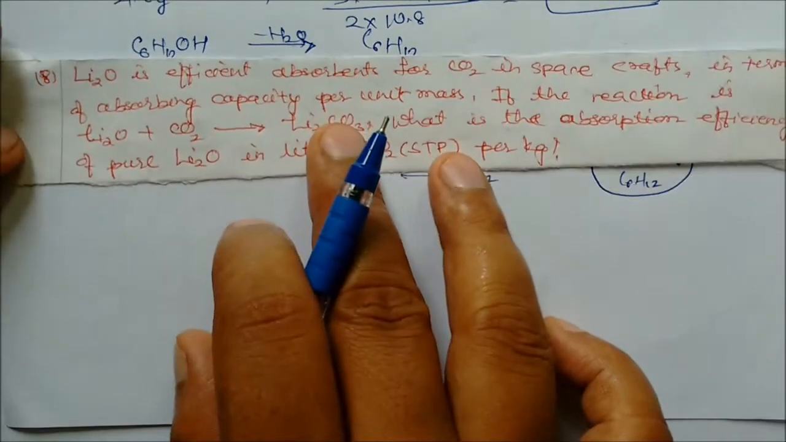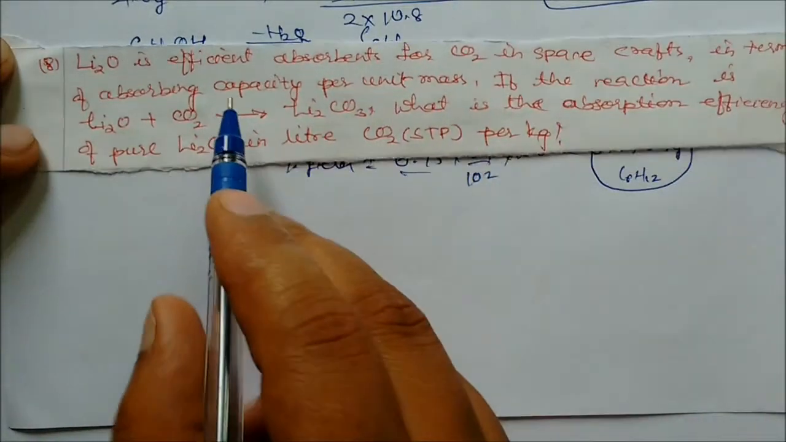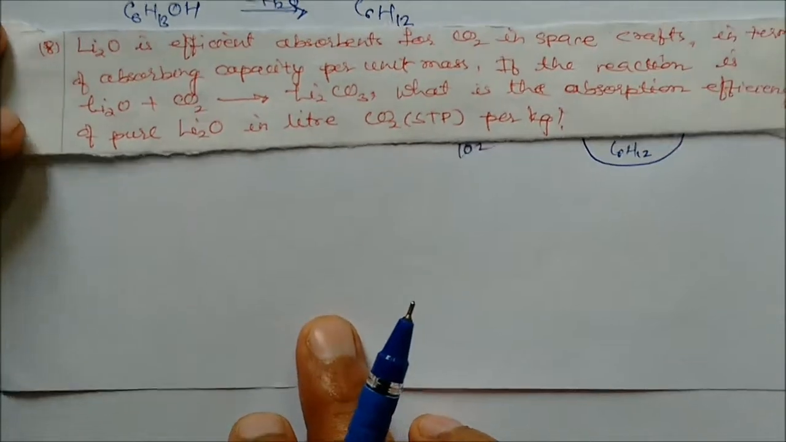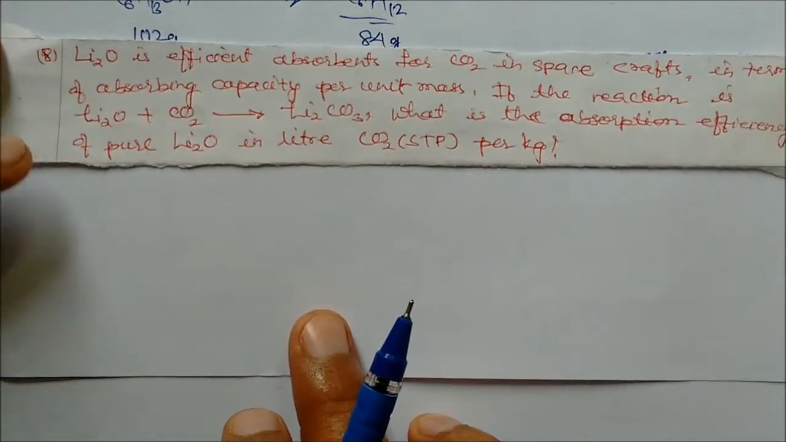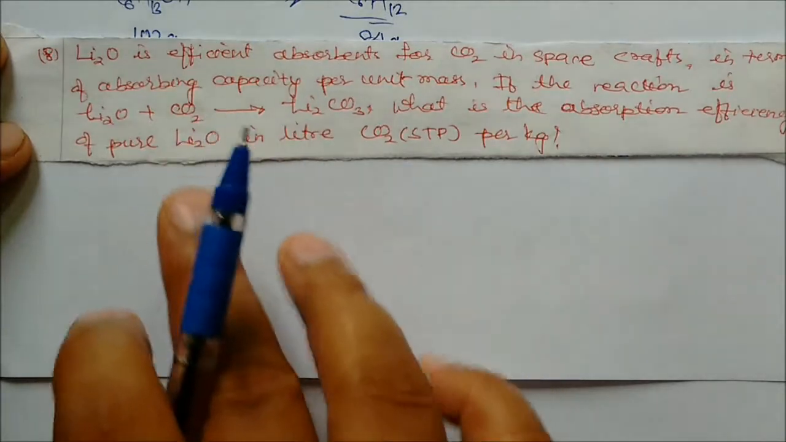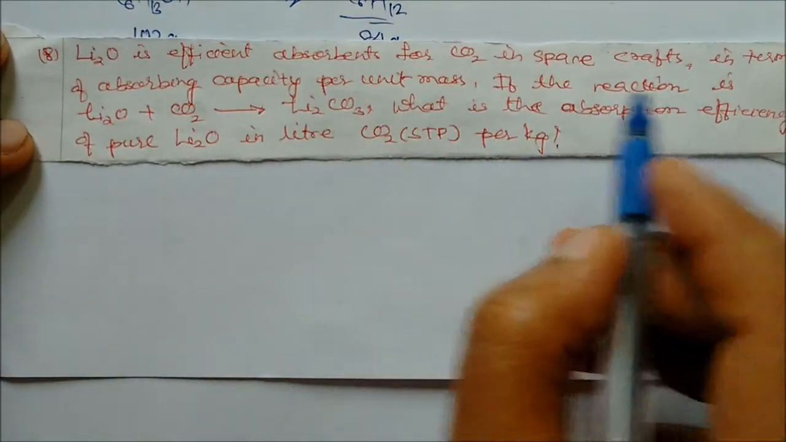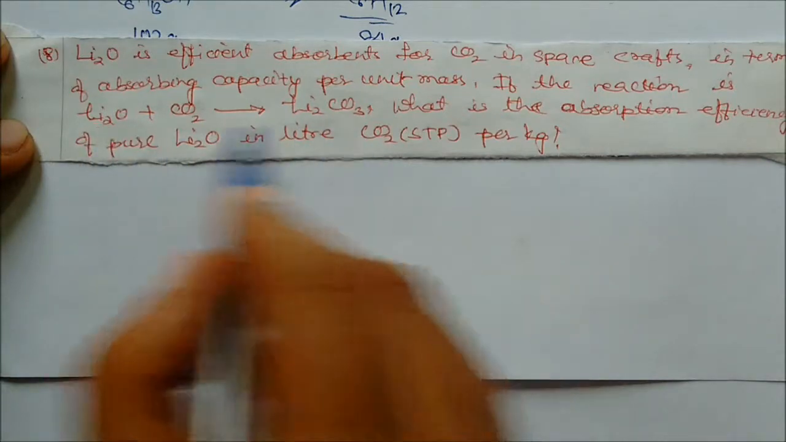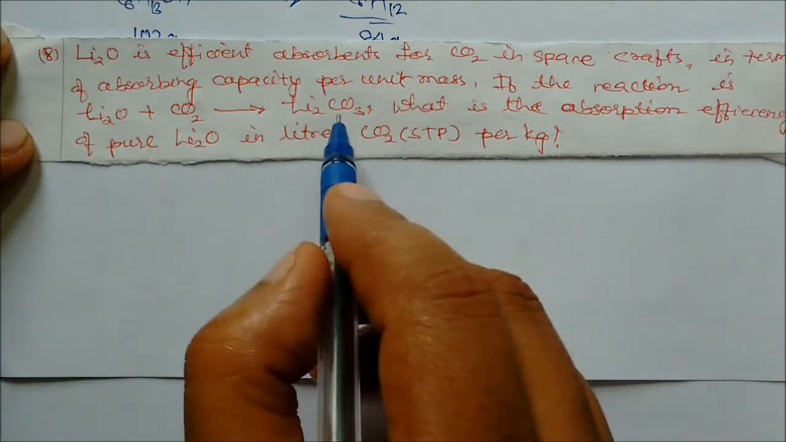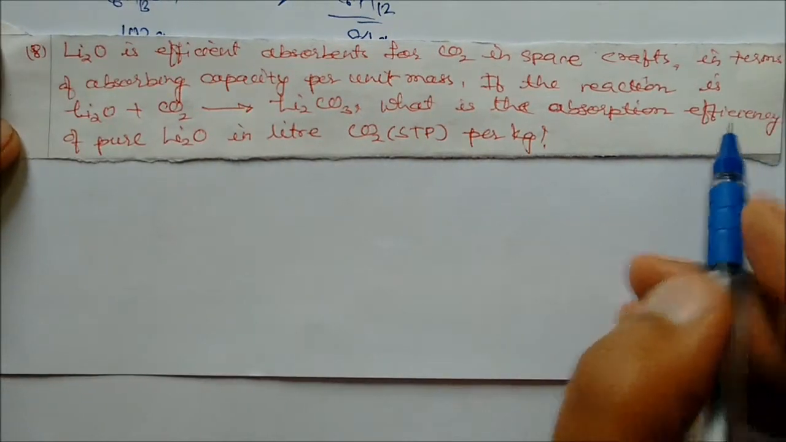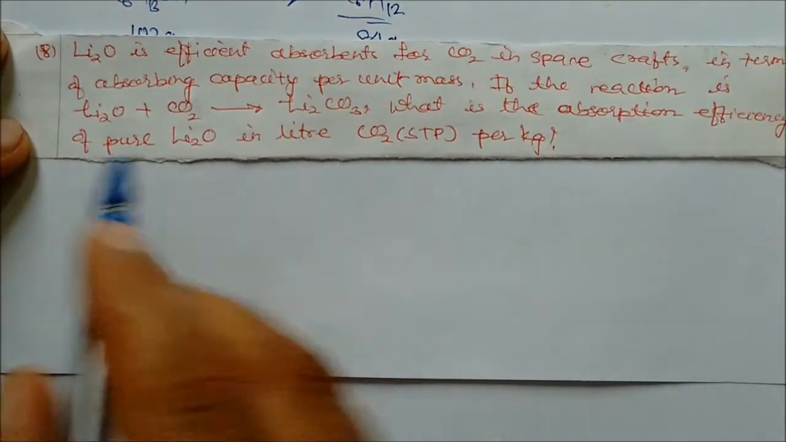Next problem is, lithium oxide is an efficient absorbent of carbon dioxide in spacecraft. In terms of absorbing capacity per unit mass, if the reaction is like this, lithium oxide with CO2 is giving this. So what is the absorption efficiency of pure lithium oxide in liter CO2?